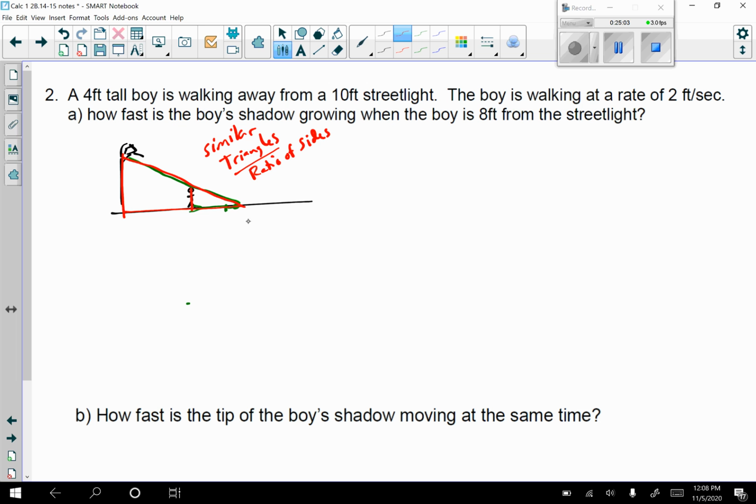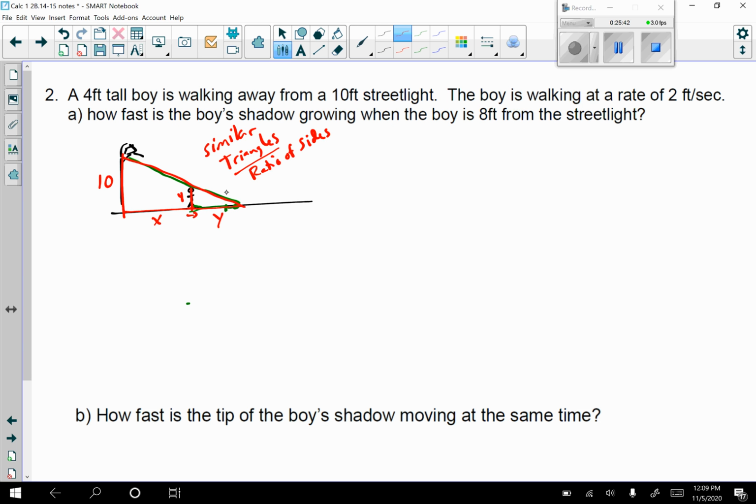Well, let's look at variables on here first. The streetlight is 10 feet tall. It's not changing. Those don't grow. The boy is 4 feet tall. He's not changing. Boys don't grow. Well, not that fast. So he's going to still be 4 feet tall as he walks away. The distance from the streetlight is changing. The boy is walking away. So that's a variable. Let's just put x. And the shadow is a different length, and depending on how far he is, that changes. You get farther from a light, your shadow gets longer. So that's a variable. Those are the only ones we need. So that's how we're going to set up this type of problem.